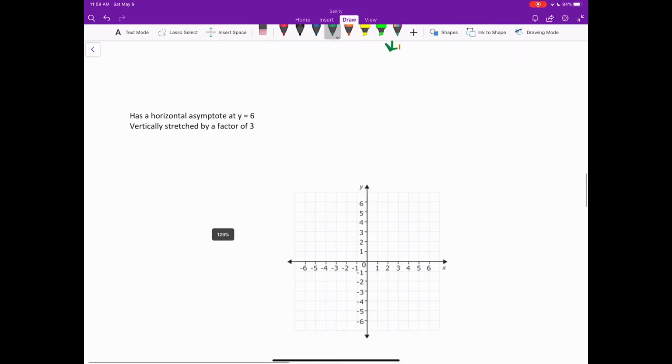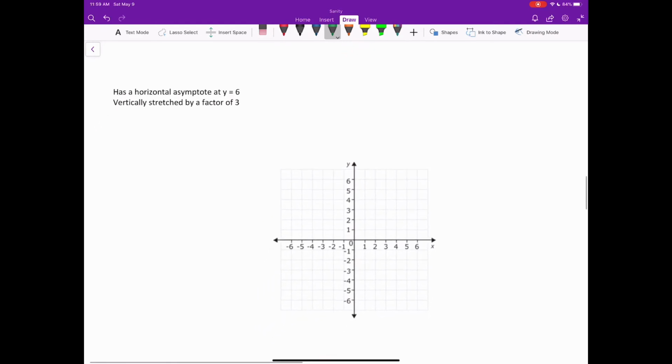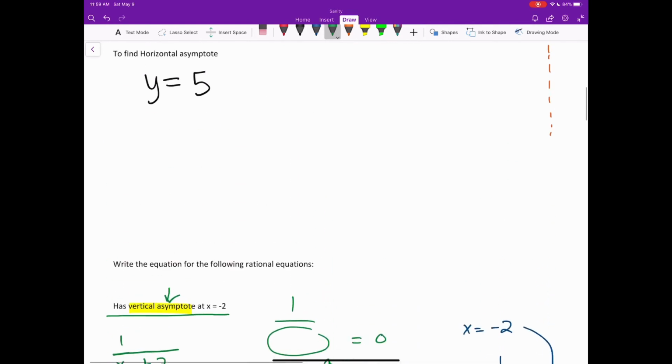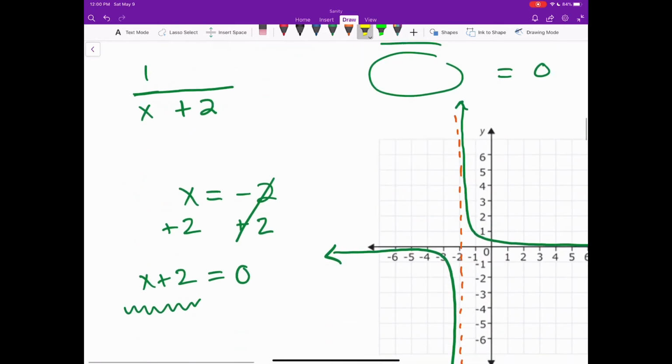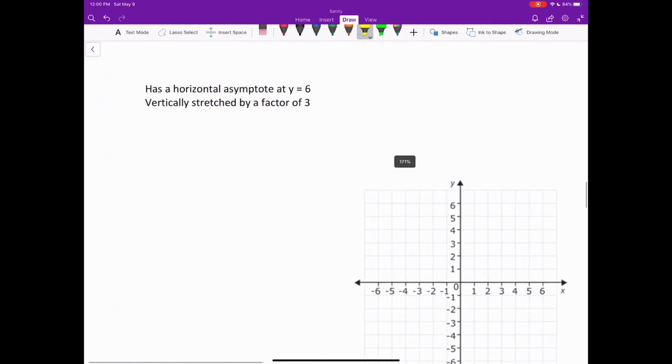Okay, the last one has a horizontal asymptote at y equals 6, and it is vertically stretched by a factor of 3. I'm going to scroll back up to the top real quick so we can see that basic form with all of our transformations. So this x minus b, again, that is our vertical asymptote. That's going to identify our vertical asymptote. The plus c helps identify the horizontal asymptote, but the a over here, that again is our stretch or compression vertically, all right? So again, that a value is just like a scale factor technically, right?